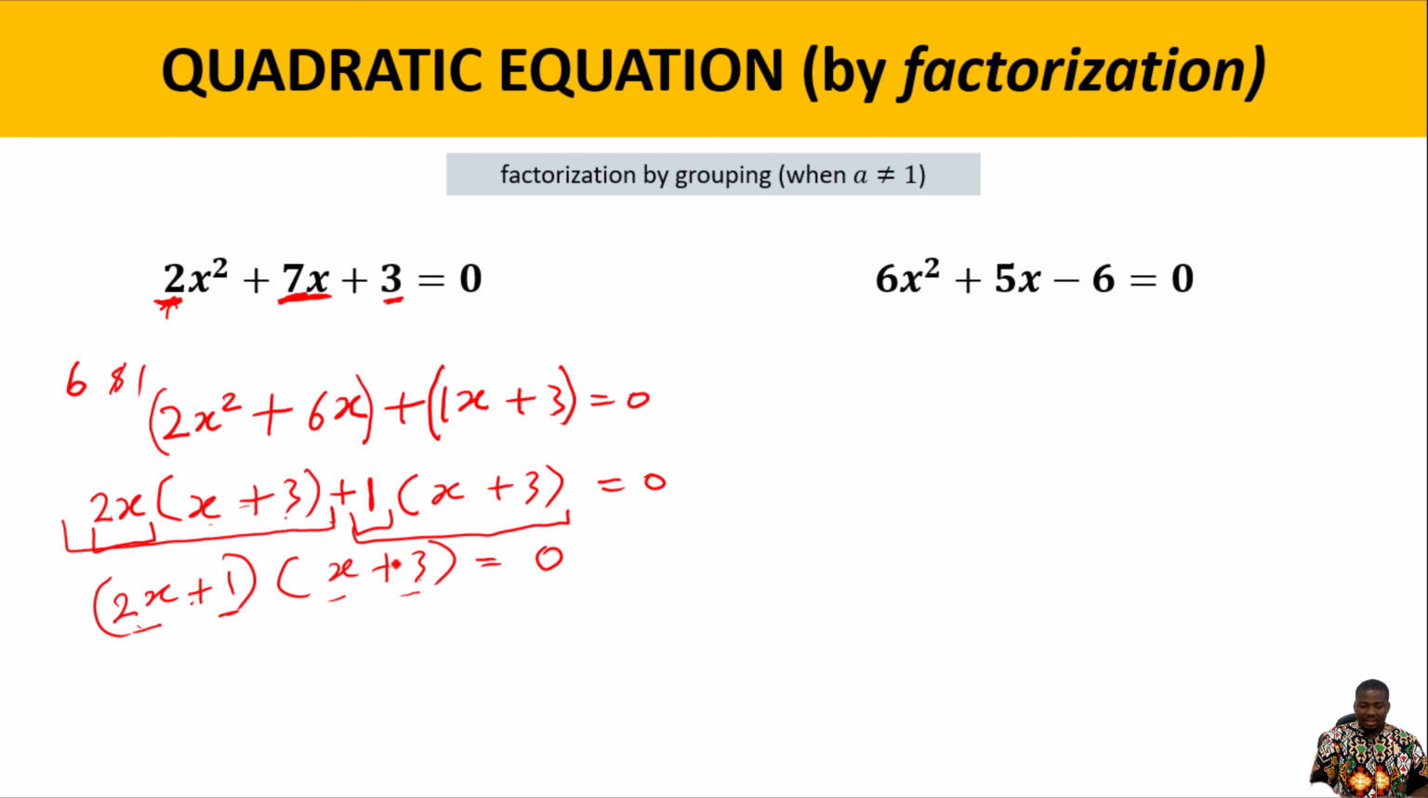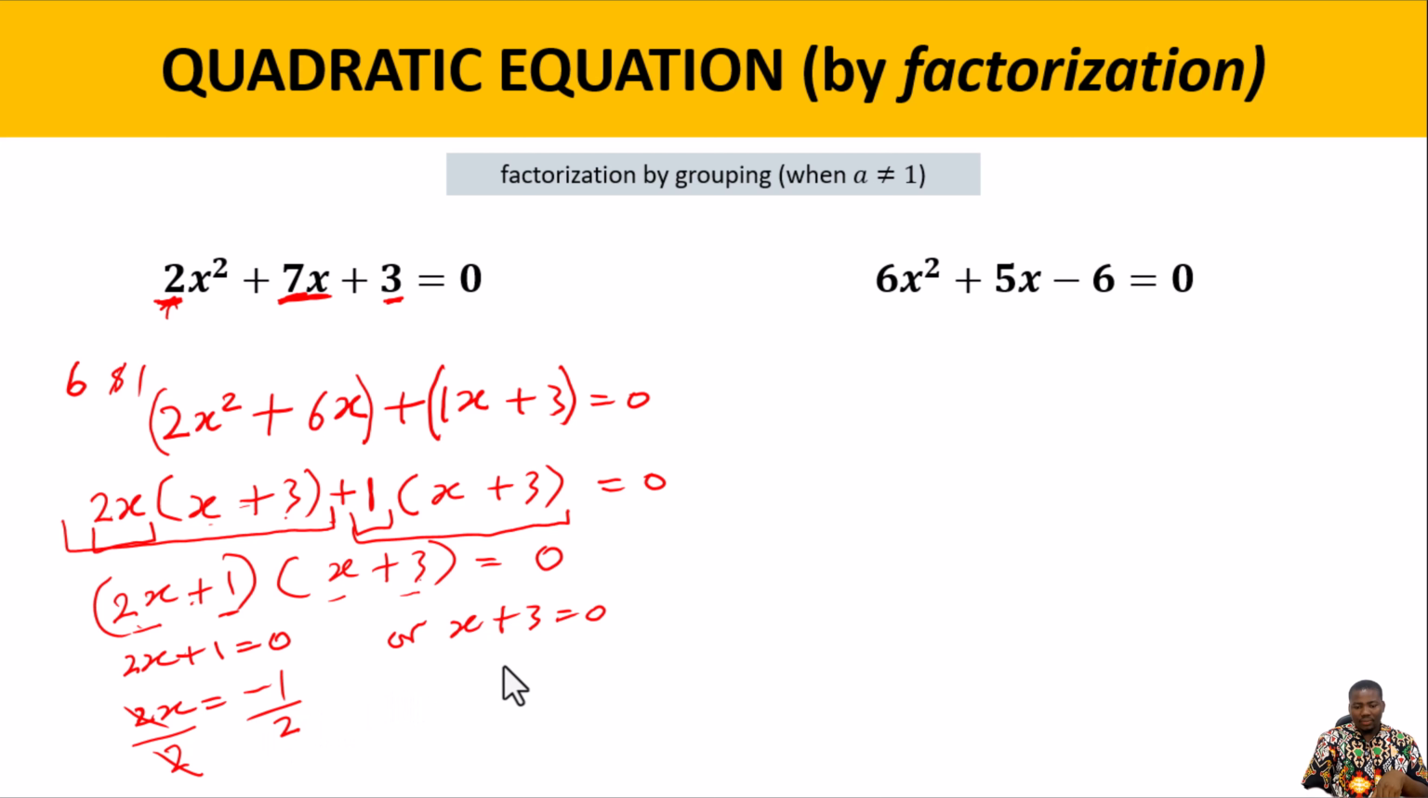Now, what this means is that it's either 2x plus 1 equals 0 or x plus 3 equals 0. Here we subtract 1 from both sides, so you have 2x equals minus 1. When you divide both sides by 2, 2 cancels 2, so you have negative 1 over 2. So x equals negative 1 over 2. Or we can subtract 3 from both sides, and we have x equals negative 3. So x equals negative 1 over 2 or x equals negative 3. We have solved that.